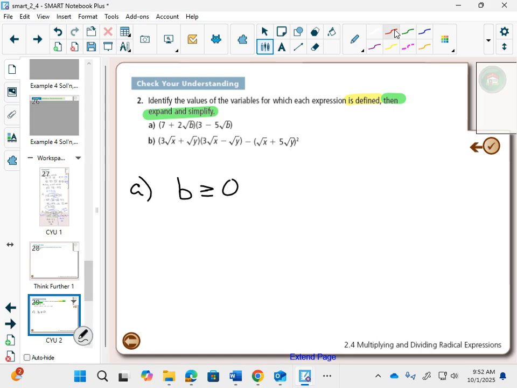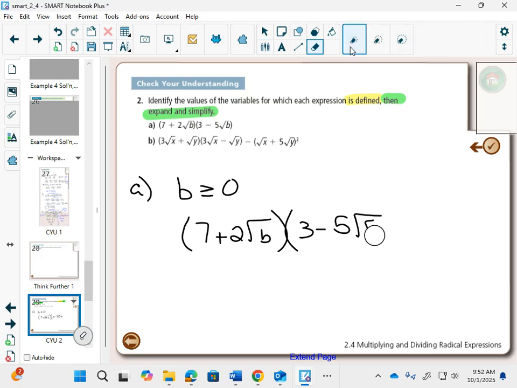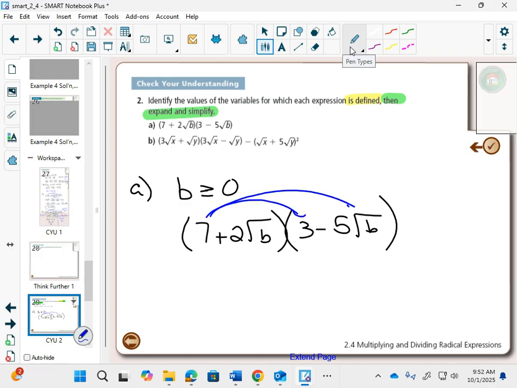Next, expand and simplify. So I'm going to rewrite it out here. 7 plus 2 root b, 3 minus 5 root b. And expanding, when you're multiplying like this, each thing in the first one would multiply by each thing in the second one.